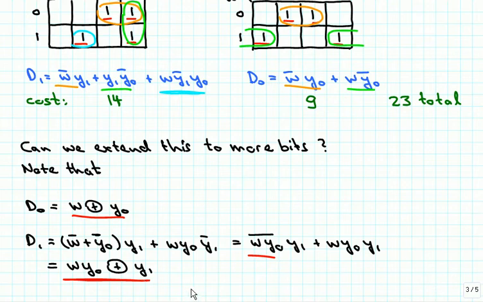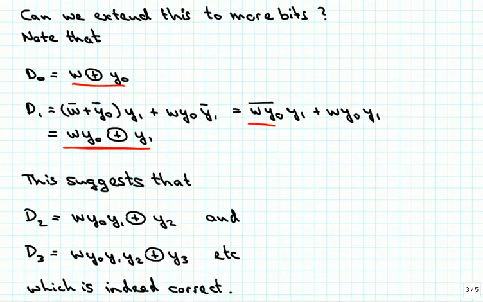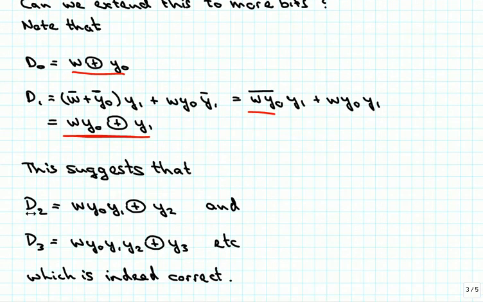And so this suggests that we can extend that to D2, which is W ended with Y0 and Y1, and then XORed with Y2. And then the next logical one is D3, W ended with Y0, Y1, Y2, and then XORed with Y3, and so forth. And it does turn out that this is indeed the correct extension for more bits if you want to have a 3-bit or a 4-bit counter, for example.